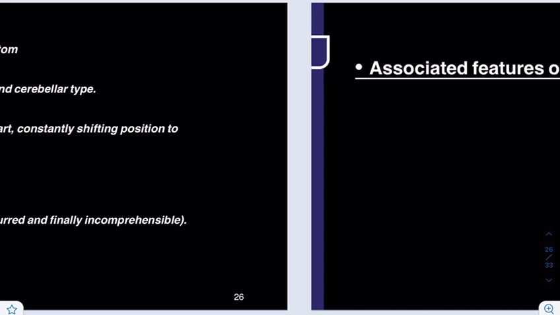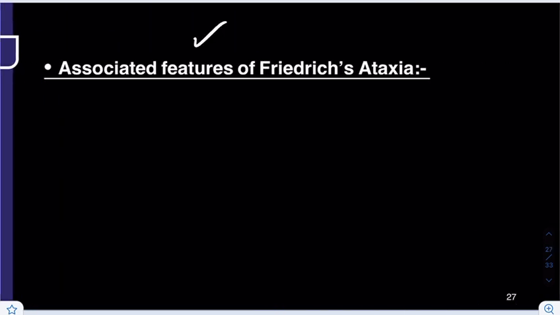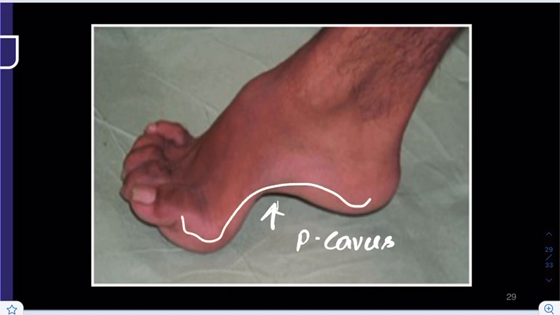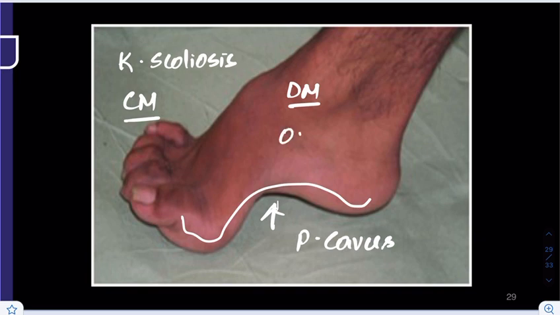Now, apart from this, what are the associated features in patients with Friedreich's ataxia? The associated features will be pes cavus, where there is exaggeration of the arch of the foot. Then the next important manifestation, there will be forward and lateral bending of the spine, that we call kyphoscoliosis, right? That is another manifestation. These patients also develop cardiomyopathy, that is dilated cardiomyopathy. And the other manifestations are, these patients also develop diabetes mellitus, and they also have optic atrophy. Then followed by that, there will also be development of dementia in these patients with Friedreich's ataxia.